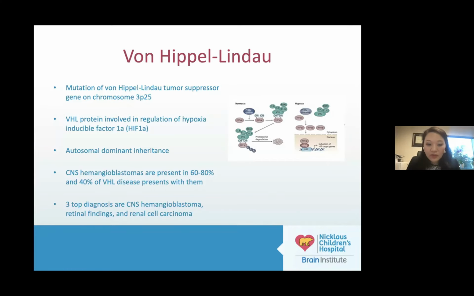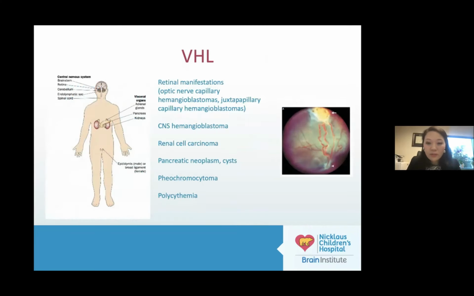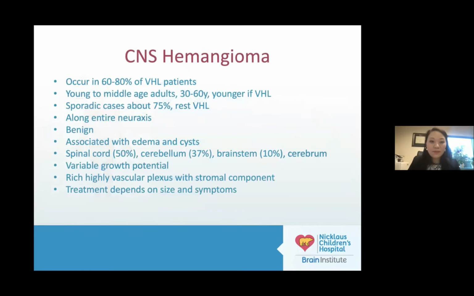The top 3 diagnoses are CNS hemangioblastomas, retinal findings, and renal cell carcinomas. As you can see here, VHL is a multi-system disease with renal manifestations, CNS hemangioblastoma, renal cell carcinoma, but you can also have pancreatic neoplasms, cysts, pheochromocytoma, and polycythemia. CNS hemangioblastomas, as I mentioned previously, occur in about 60 to 80% of VHL patients, and it usually presents in young adulthood and potentially younger if the patient has VHL.